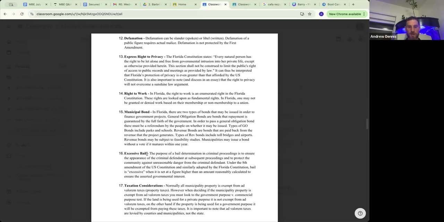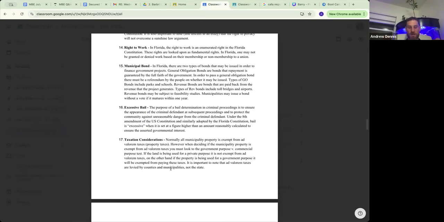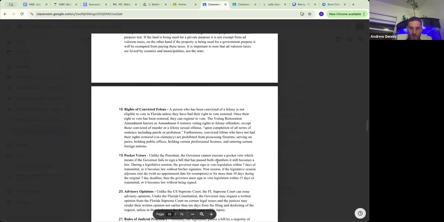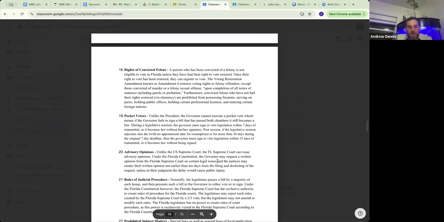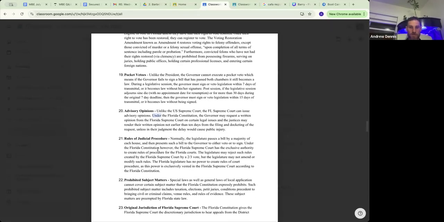Talked about municipal bonds. Cannot set excessive bail, right? Taxation consideration, it's the municipalities and counties that levy them, not the state. Convicted felons can't vote or run for office unless they've had their voting rights restored, right? Clemency. Pocket vetoes, not in Florida. Florida can do advisory opinions.